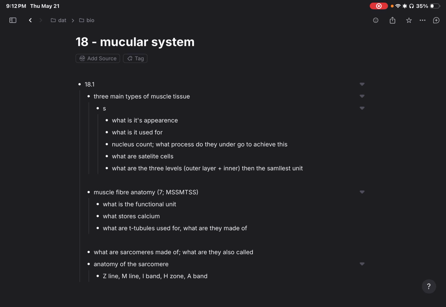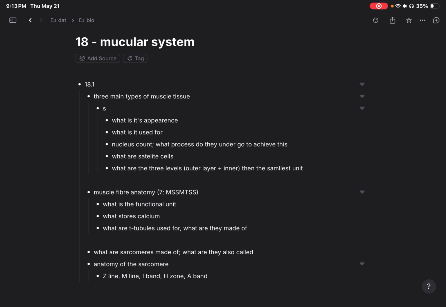What are the three levels? Okay, this is what I'm kind of cooked on. So this is the endomysium, or perimysium. Okay, so the outermost part is the epimysium. That's like surrounding the muscular tissue. Now we're gonna go inside and we're gonna have the epimysium. No, we're not gonna have the epimysium. We're gonna have, what's the name, bro?